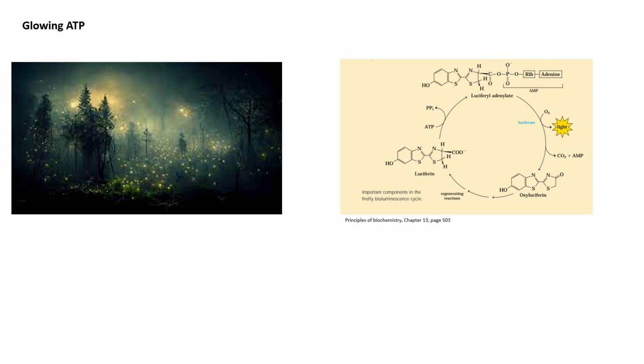Now what do you mean by glowing ATP? Glowing ATP is what we see in firefly. What is the mechanism happening there? The firefly contains a compound called luciferin.